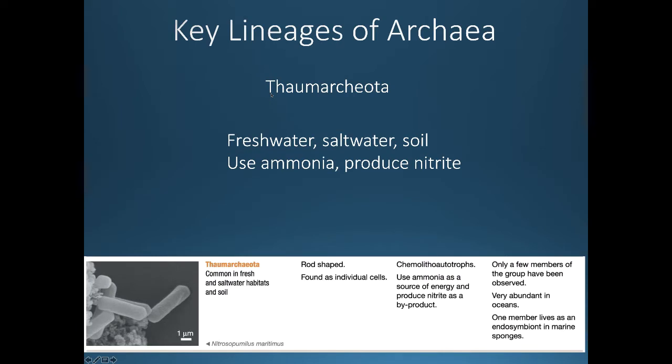Okay, the third and last lineage of archaea that I'd like you to know are the Thaumarchaeota. Members of this lineage are found in a variety of habitats, including freshwater, saltwater, soil. They are probably the most abundant in oceans. You should also know that this lineage will use ammonia as a source of energy, and in that process they produce nitrites as a byproduct.